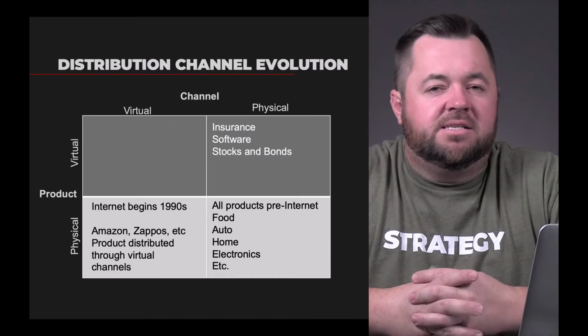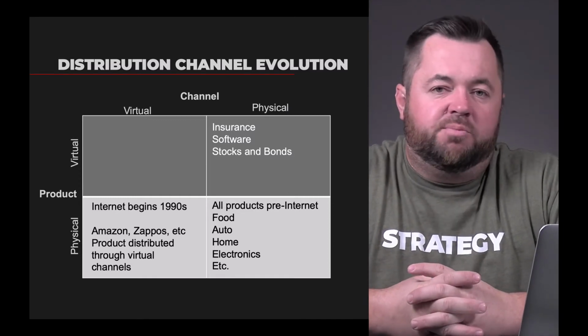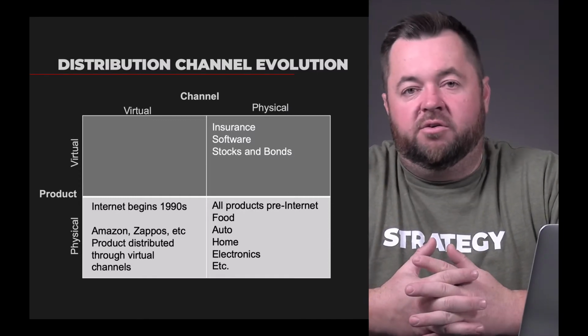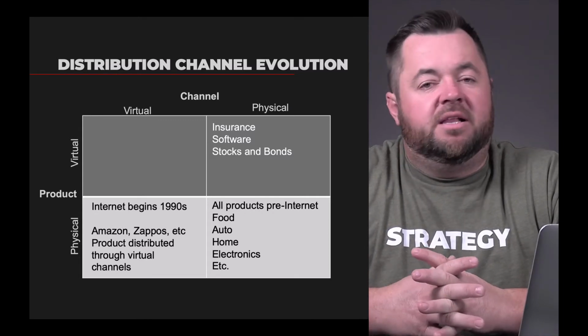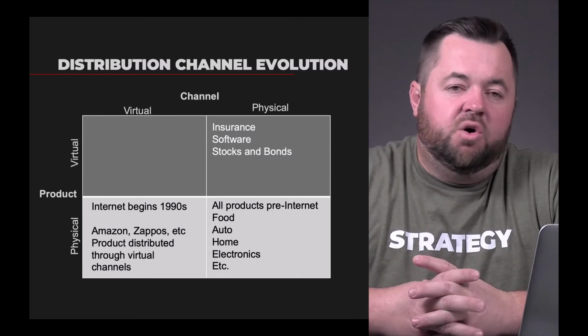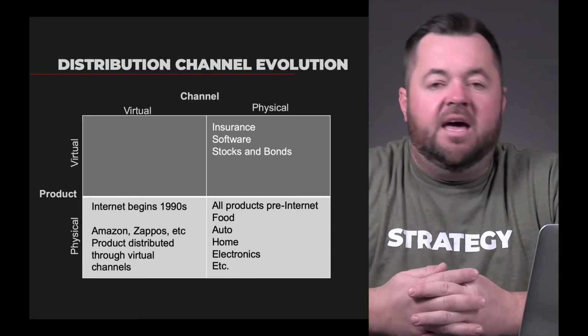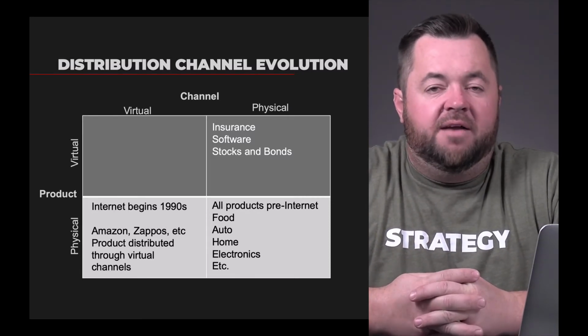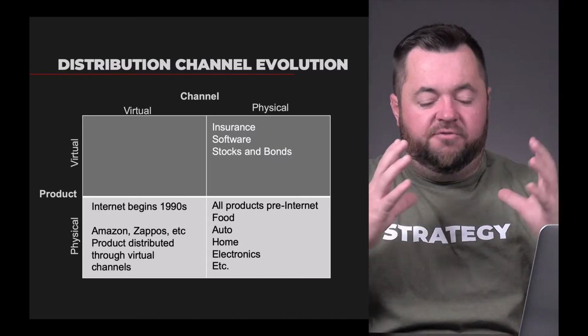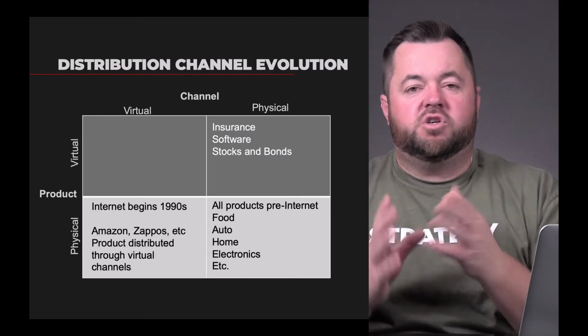Then we talk about selling a physical product through virtual channels. So a virtual channel would be something like online retail. And so large companies like Zappos and Amazon, they have done very well at figuring out how to sell our physical goods over virtual channels.